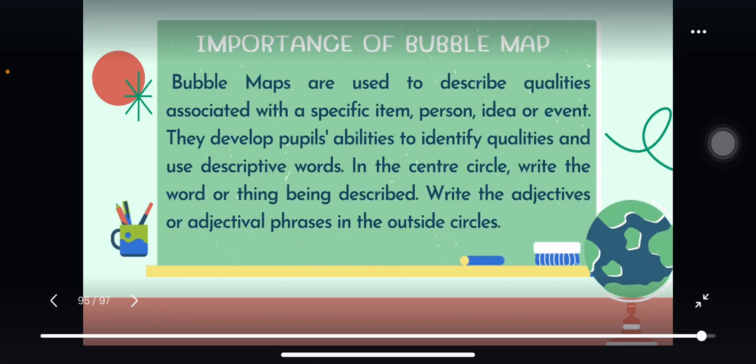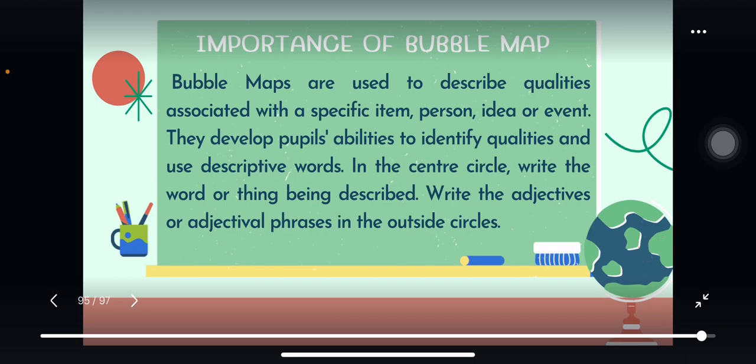So what is the importance of using a bubble map? Bubble maps are used to describe qualities associated with a specific item, person, idea, or event. They develop pupils' abilities to identify qualities and use descriptive words. In the center circle, write the word or thing being described. Write the adjectives or adjectival phrases in the outside circles.